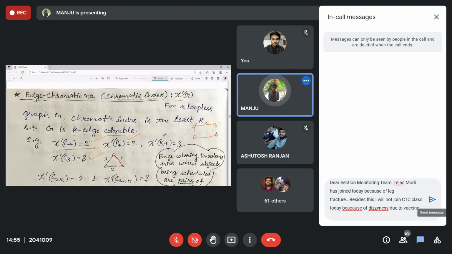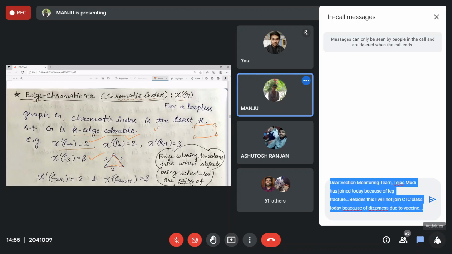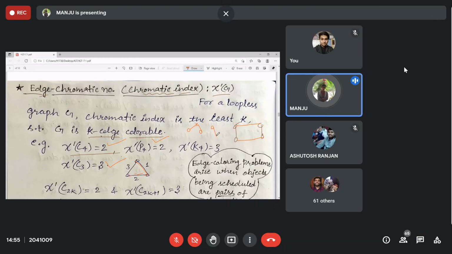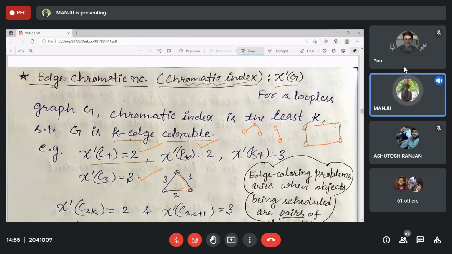For P4, it is 2. For P3, tell me, for P3, 2, right? 2. This is your P3. For P2, 1. So for Pn it is 2, for n at least 3. For P2 in particular it is 1.